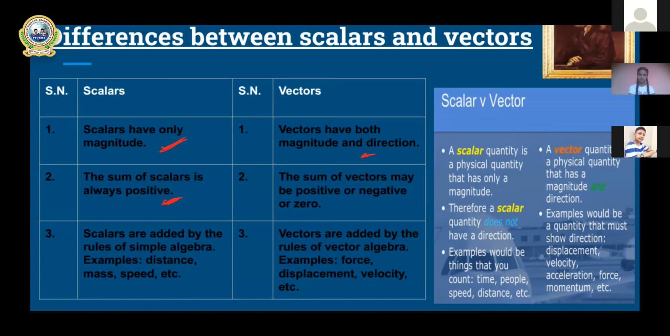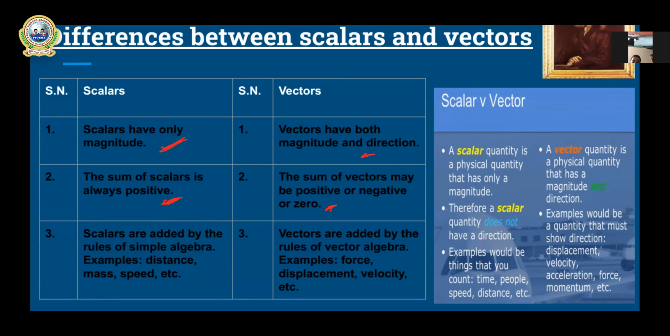So even for a moving body, acceleration can be zero. It can be negative also. We say negative acceleration is retardation. We can say minus 2 meter per second square, which is negative acceleration, and acceleration is a vector quantity.